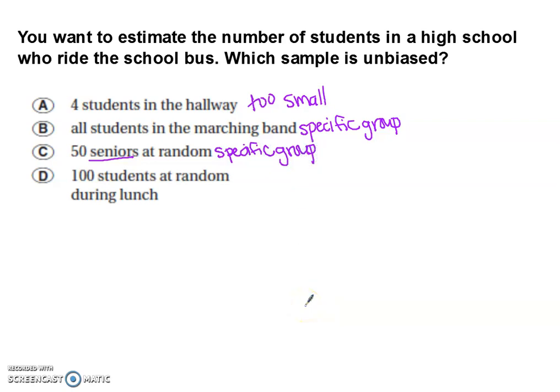But look at the last one. They surveyed 100 students at random during lunch. Every grade level's at lunch. Every group is at lunch. 100 students is plenty big. It's random. This is our best sampling. It's the best group to represent everyone in the high school. Now, even though there might be 1,000 students at the high school, 100 is a good size. It's better than 4. So we want to make sure that it's big enough and very random.